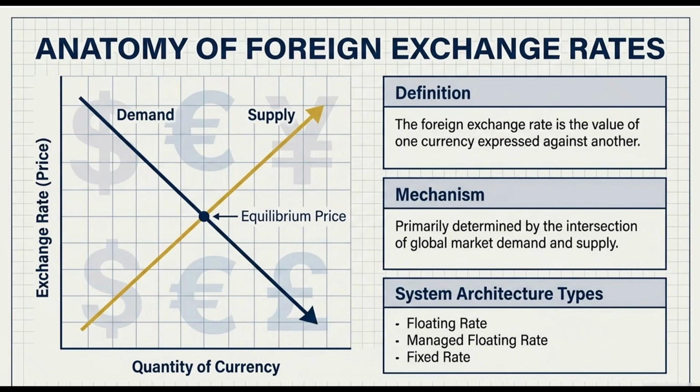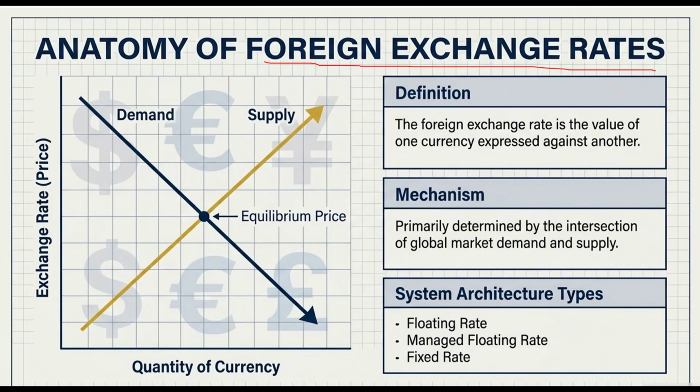Now, let's see the anatomy of the foreign exchange rate. You might have heard about this, right? The foreign exchange rates show the value of one currency compared to another. We have heard that many times, right? Like one US dollar is equal to 80 rupees, or one Kuwait dinar is equal to this, one peso is equal to this, like that, right? So the exchange rates are mainly determined by demand and supply in the global market.